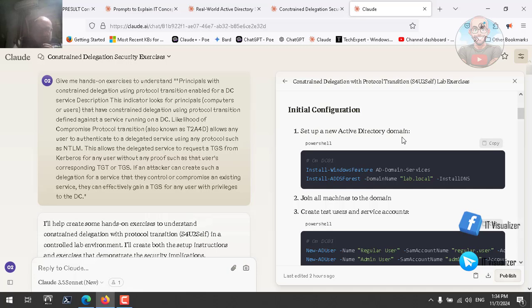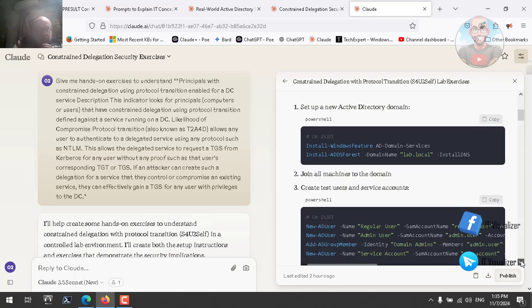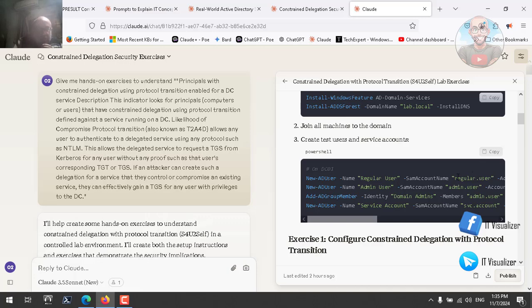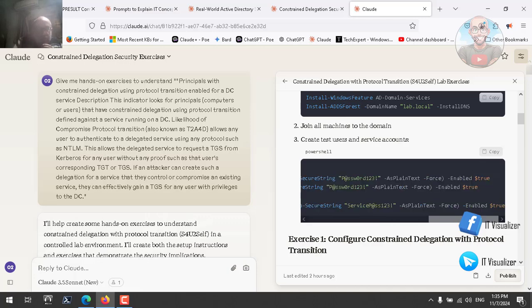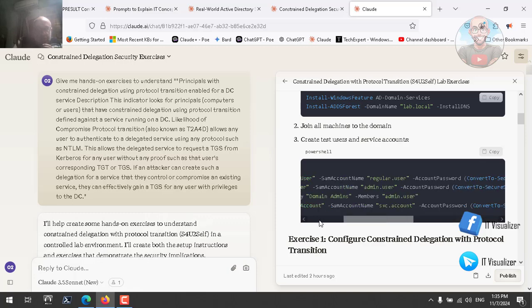Maybe you only installed the operating system on the domain controller and you need to make it Active Directory. So install the feature. We have it at forest lab.local. Join all machines to the domain, the hacker machine and the client machine. Create test users. So we have a regular user, very, very good example, regular users with passwords. And we have an admin user, and we have put him as a member in the domain admins, and then we have a service account with a password. Okay, very, very good. So this is the example.